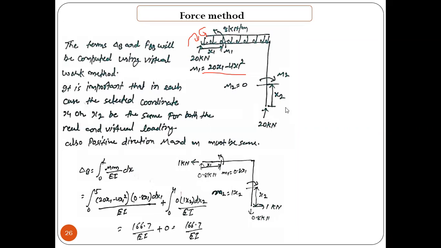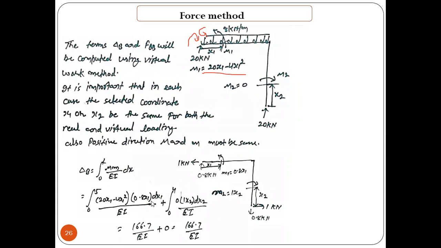So in this case you are not getting any moment because there is no force in the perpendicular direction, so that's why there is no moment acting here. With the 1 kilonewton load acting, 1 x2 will be the value of the moment. Now we have capital M because that is the moment due to the real loading, and we have the value of moment due to the virtual load applied.